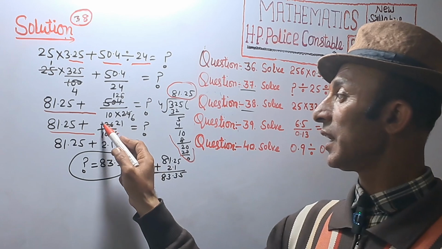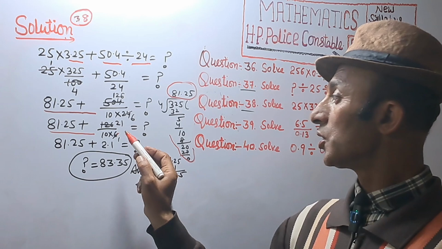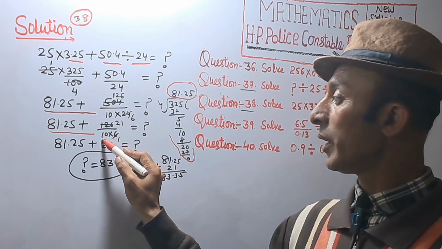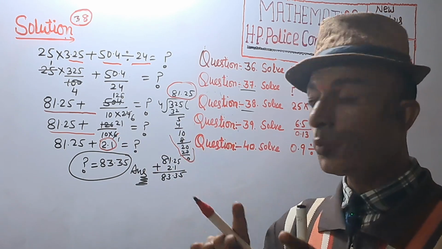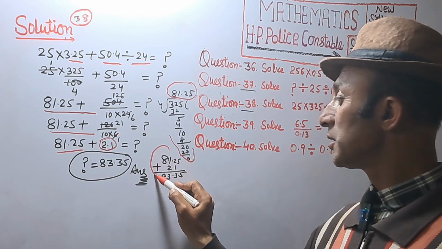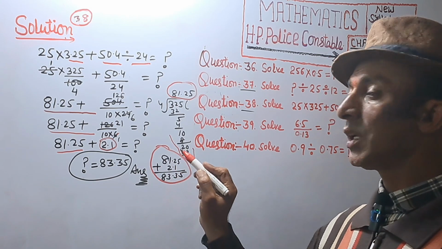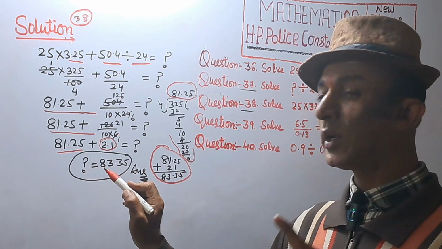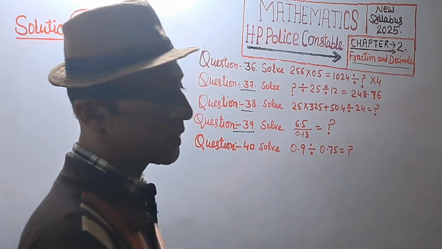6 ones are 6, and 21 sixes are 126. So 21 divided by 10, we get 2.1. When 21 divides 10, the answer will be 2.1. And 81.25 plus 2.1, 5 as it is, 2 plus 1 is 3, 1 plus 2 is 3, 8 as it is. Then we get ? is equal to 83.35, answer.